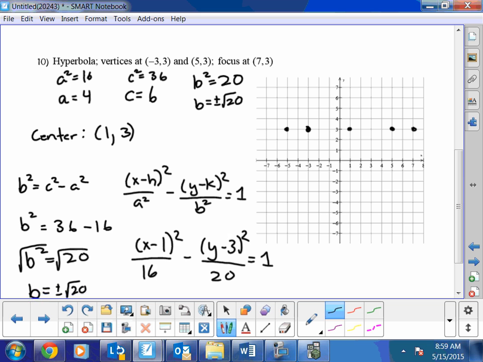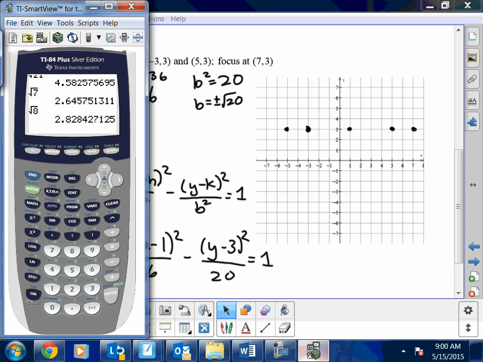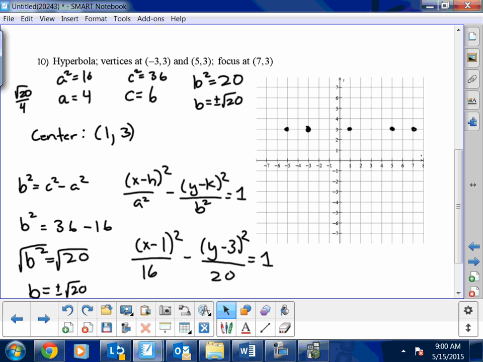And then after that, we're going to have b. Now with this one, since it opens up to the sides, we're going to have b over a. So off the center, we're going to have these asymptotes, which are going to be roughly square root of 20 over 4. I don't think we came up with that value, but let's find out what it is. Square root of 20 is 4.47. So 4.47 over 4 is almost 1, it's going to be like 1.11. So from the center we go 1.11, 1.11. It's going to roughly go up a little bit.